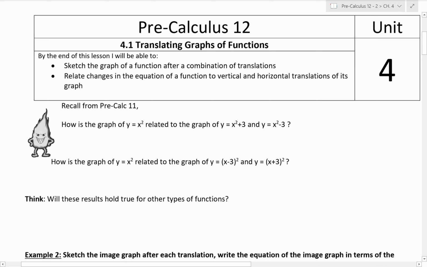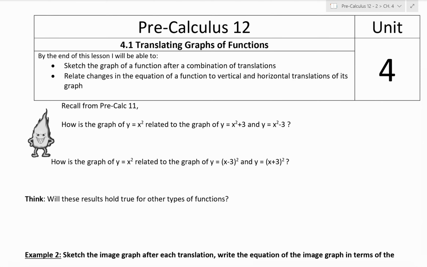All right, welcome to Pre-Cal 12. We are looking at chapter 4 today, and the whole unit is about transformation of the graphs, okay, transformation of the functions. Today we're going to be looking at translating graphs of functions.